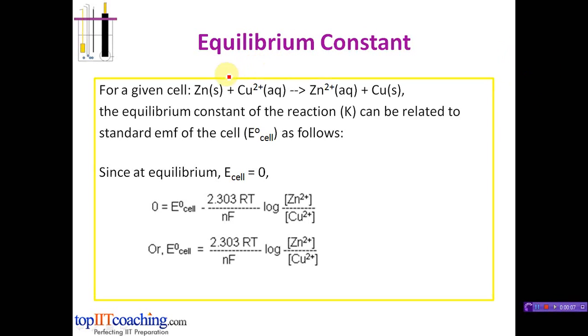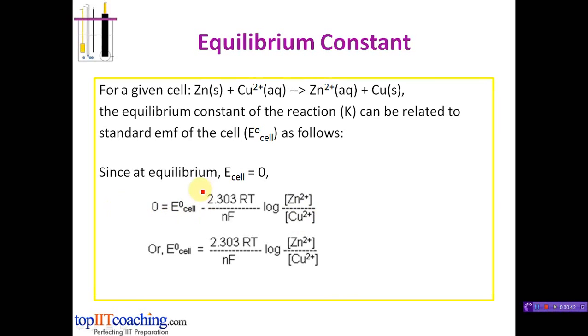Let's take the example of an electrochemical cell in which the cell reaction is zinc plus copper ions gives zinc ions plus copper. We can relate the equilibrium constant of this cell reaction denoted by capital K with the standard EMF of the cell, which is denoted by E0 cell. Now at equilibrium, E cell is equal to 0. So if we replace E cell by 0 in the Nernst equation, we get 0 is equal to E0 cell minus 2.303 RT divided by nF log concentration of zinc ions divided by concentration of copper ions.